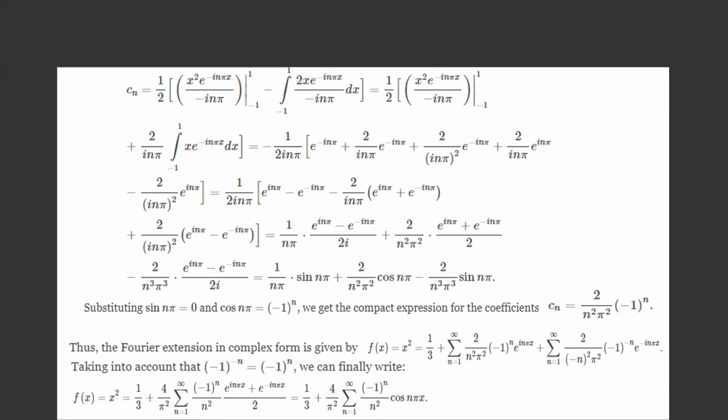Now, again, I will collect these together. I have e to the i n pi x, and I have e to the minus i n pi x. I know when I add e to the i theta plus e to the minus i theta, I will have cosine, which is fair enough because I said from the beginning that the function I am dealing with is an even function. So it is fair enough to have only cosine in my Fourier series, whether I use the real one or the complex one.